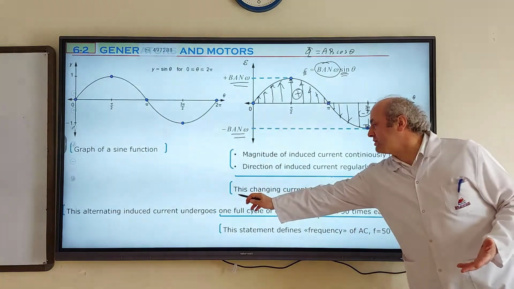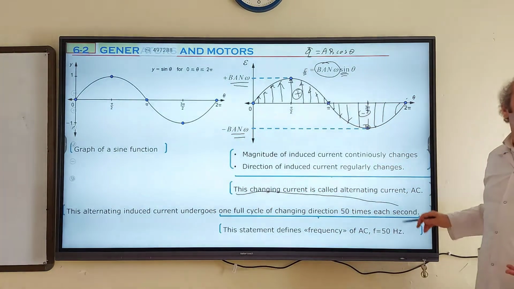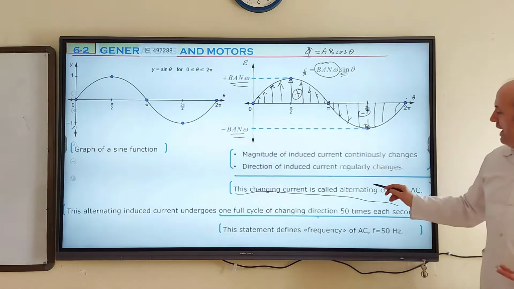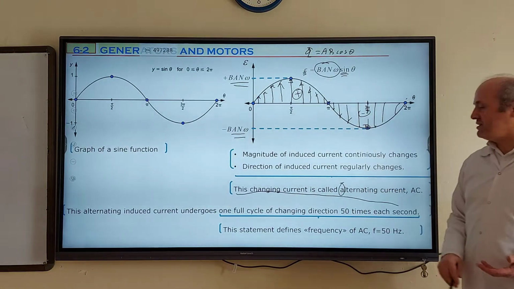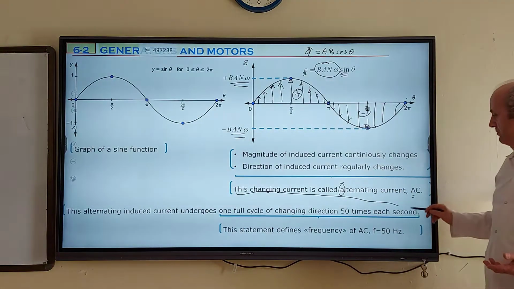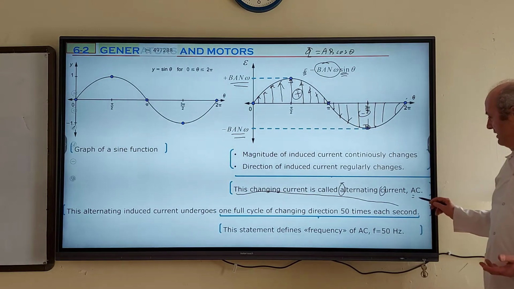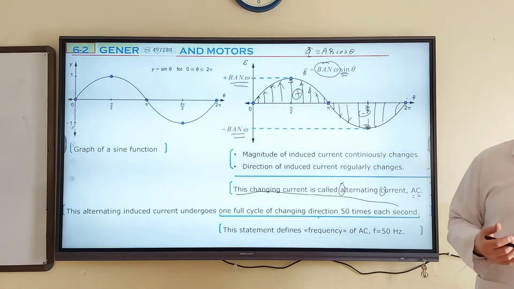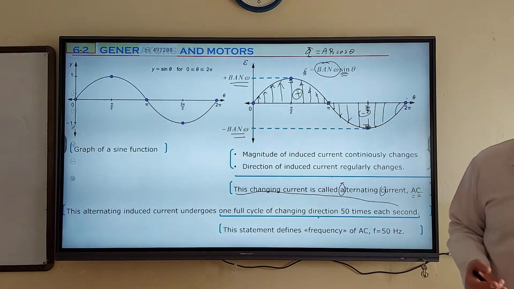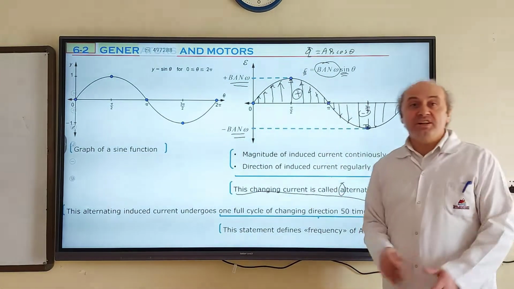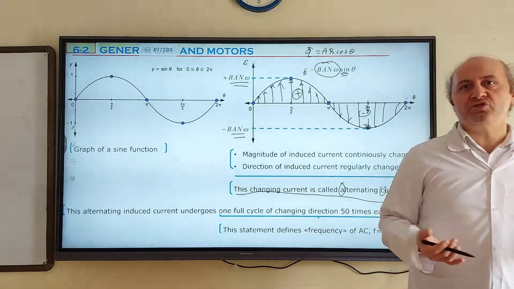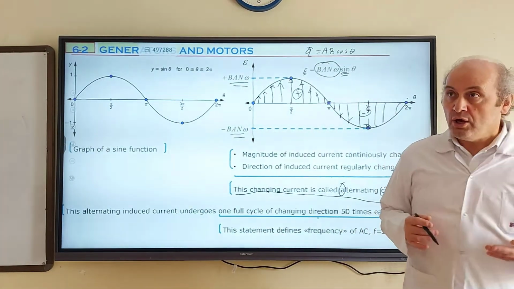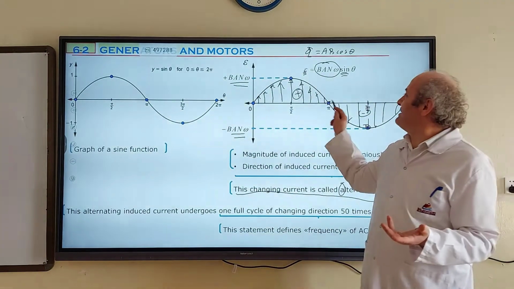This change in current in physics is called alternating current. With the A from alternating and the C from current, it is AC. AC represents alternating current. And this alternating current changes so fast that you cannot even see that it is 0.